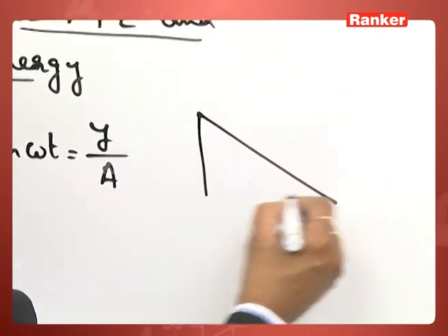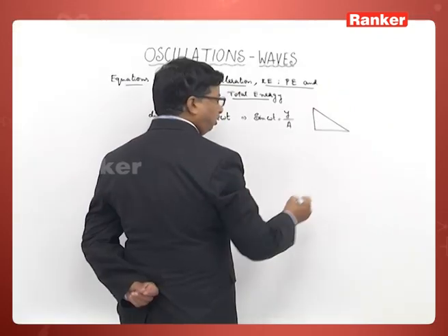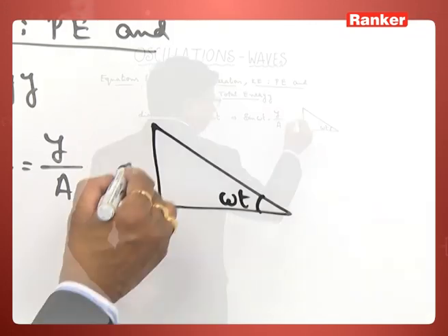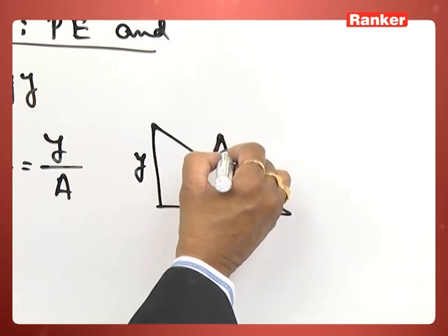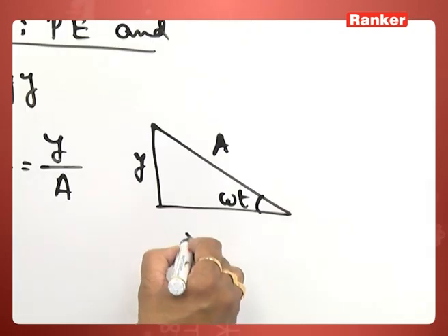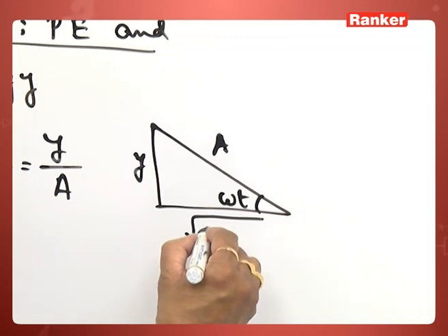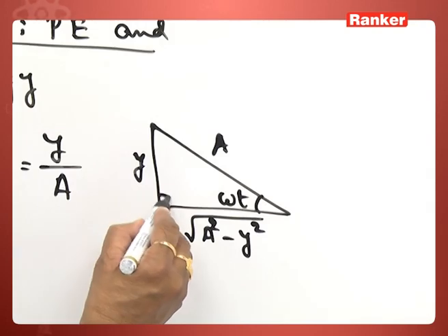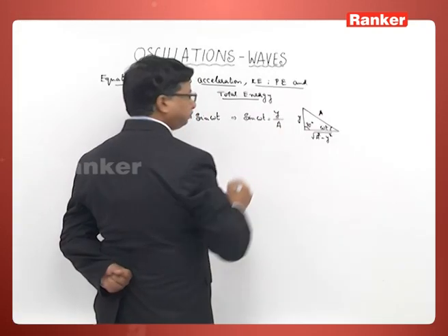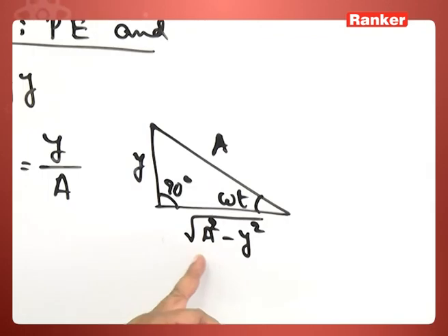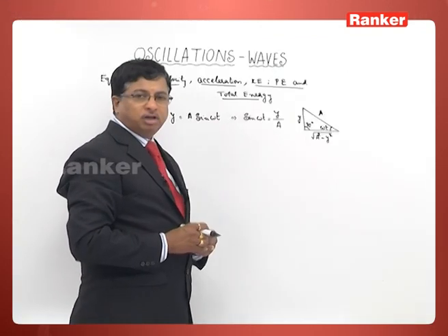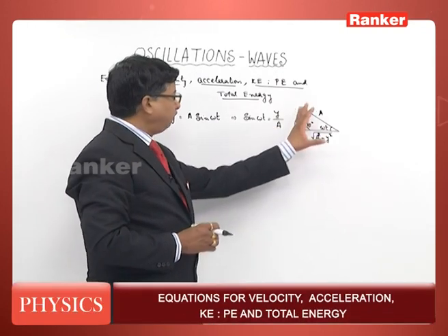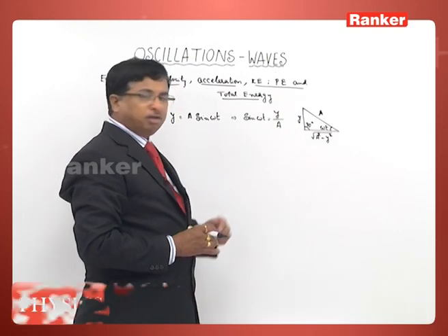Mathematically, we can understand when I imagine a right angled triangle here and considering this angle as omega t, this now becomes y and this now becomes A, then automatically the adjacent side for this one becomes A square minus y square, this being a right angle over here. So, root under A square minus y square is going to be the adjacent side for that angle theta, that is omega t. Now, these are the values we need to remember from that triangle.